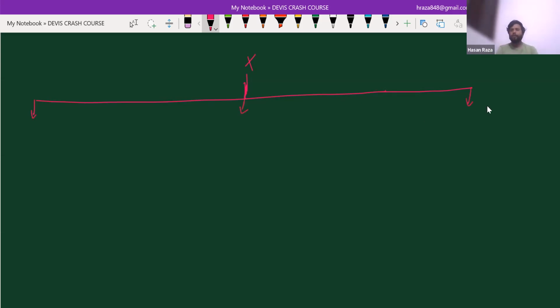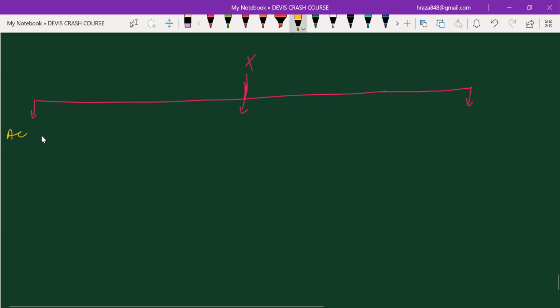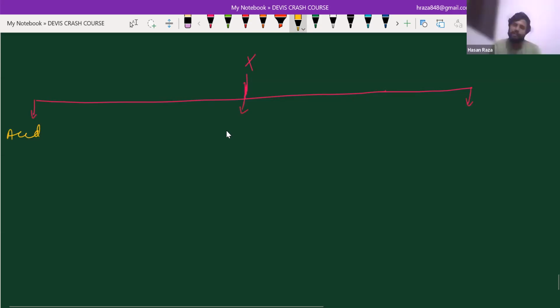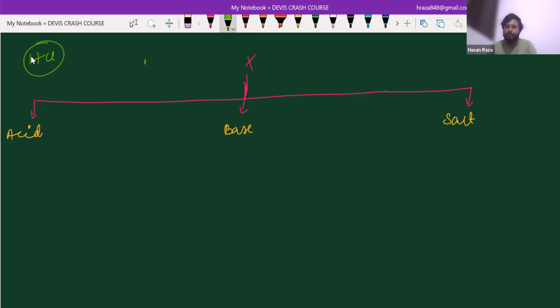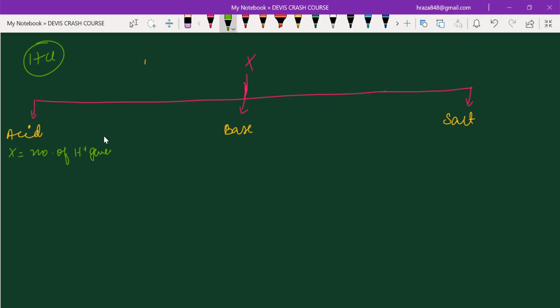And if you are not able to recognize it, I will give you another trick to calculate the value of x. So first of all, it can be an acid, a base, or a salt. It's so simple. If it is an acid like HCl, just tell me how many H plus it will give. One. That means x is equal to the number of H plus given. Are you getting my point? So HCl will give H plus.